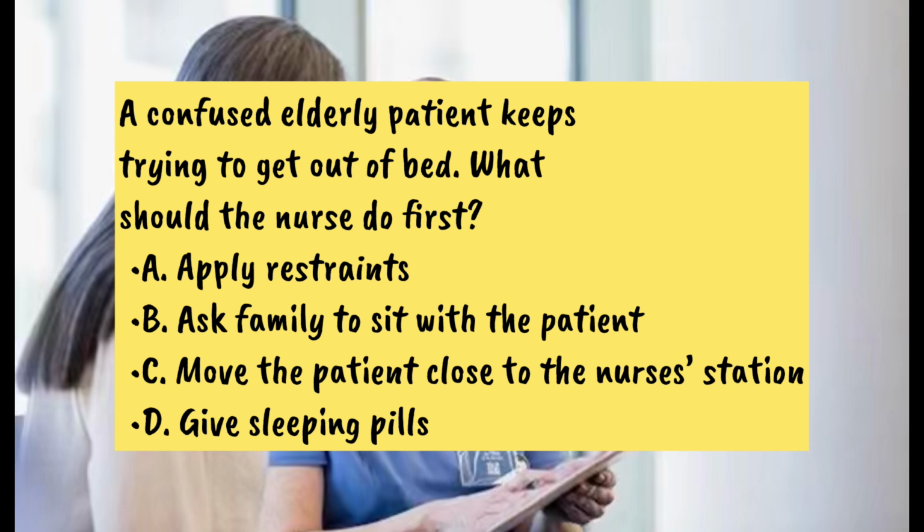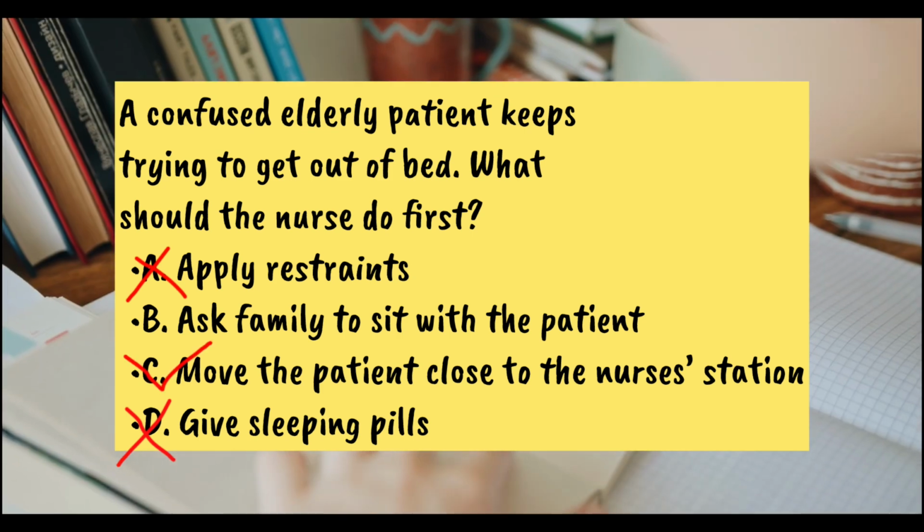So, in these options, apply restraints is not done. We cannot apply restraint to a patient, so it is cut out. Ask the family to sit with the patient is not relevant. D, give sleeping pills, is not done. So A and D are cut out. The left out options are B and C. Which option best protects the patient's safety? Safety comes first. So moving the patient close to the nursing station is the correct answer.